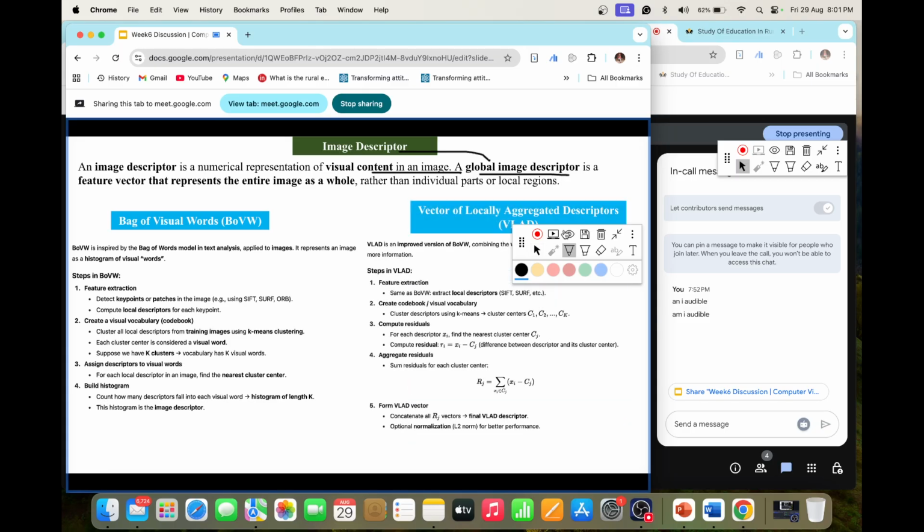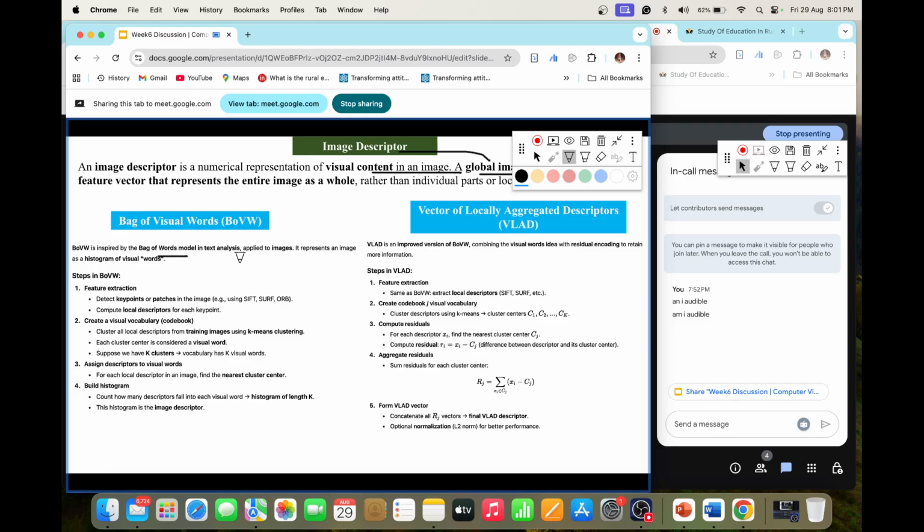For this we have two methods. One is bag of visual words, BoVW. You can read what it does: first feature detection, then it creates a visual vocabulary codebook, assigns descriptors to these visual words, and then builds a histogram. So this is the summation of both your patch detector as well as your texture detector. This is the image descriptor. Similarly, VLAD is an improved version of bag of visual words. You can read all this here.